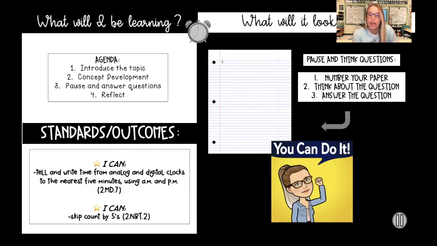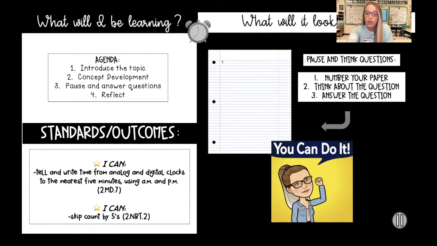So what will it look like? Well, it's going to be similar to the last time. You are going to have a piece of paper out, and you can number it just like I did on my piece of paper here. You're going to have number 1 for your first pause and think question, and then you will follow along with every question. So if it's a second pause and think question, you'll put a number 2 and answer right next to it.